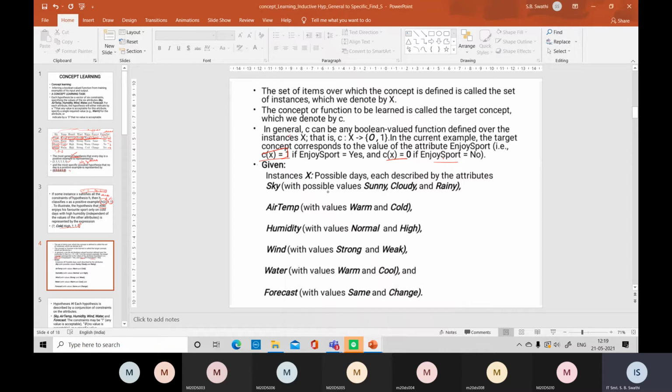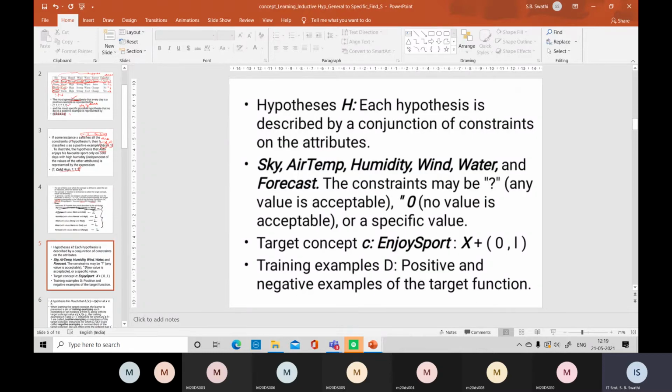Now these are the different attributes we have. See here, the number of values across each column are given here: 2, 2 and 2. So remember this one. Only the first column, the attribute sky, has 3 possible values. The remaining 5 attributes have 2 values. Just remember this one.